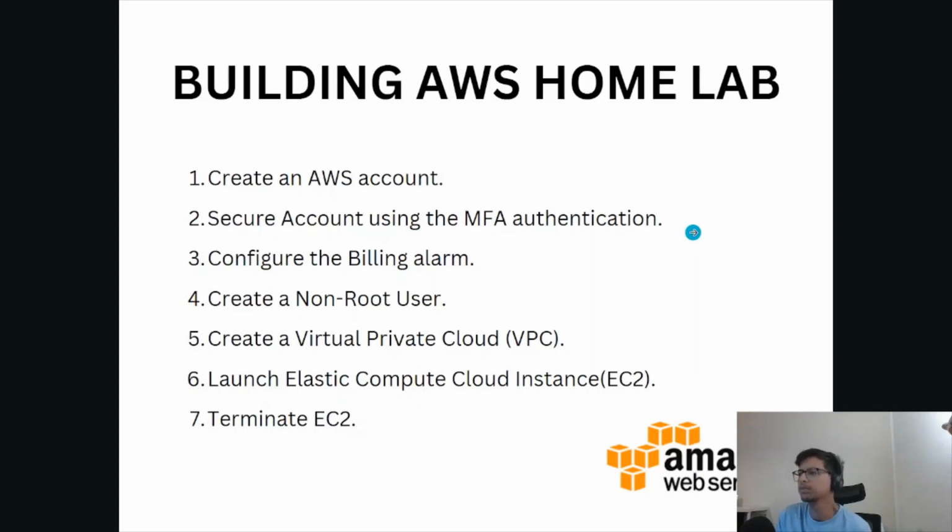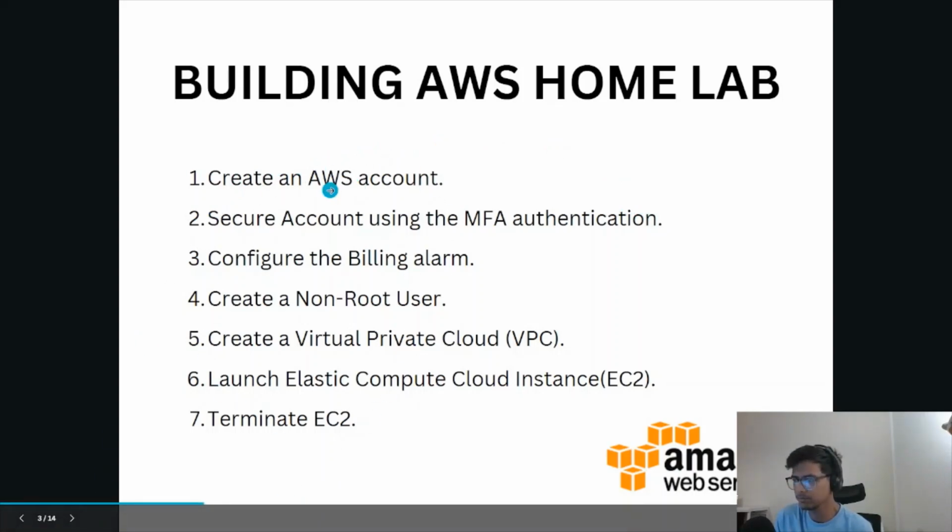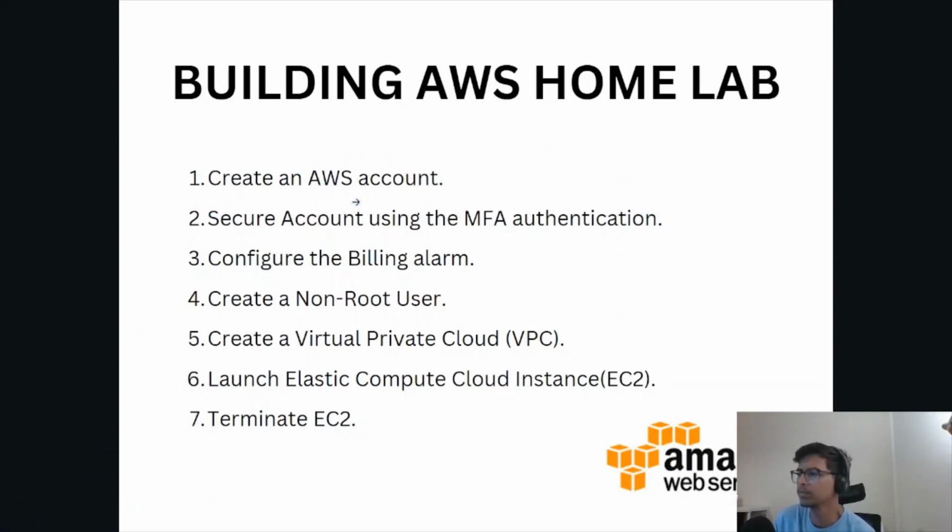Now as we move towards building our own AWS home lab, these are the 7 steps that we will go through in this whole video. So the first step that we go through is creating an AWS account. Then we go and secure this account using the MFA authentication. We will also talk about why it's important. We will configure the billing alarm, also talking about its importance, especially when you're using a free tier in AWS.